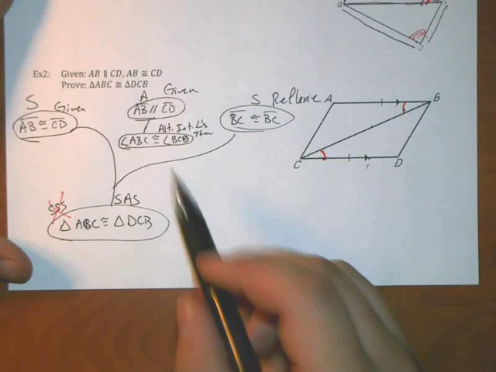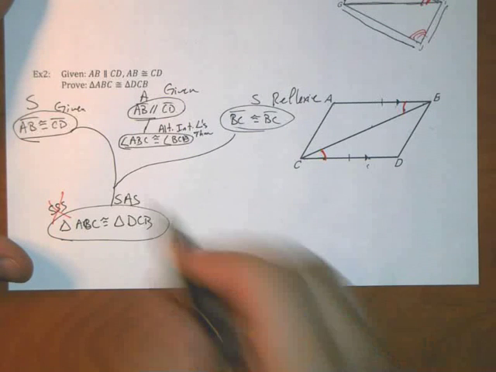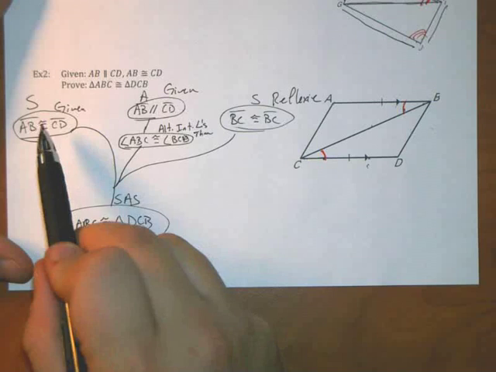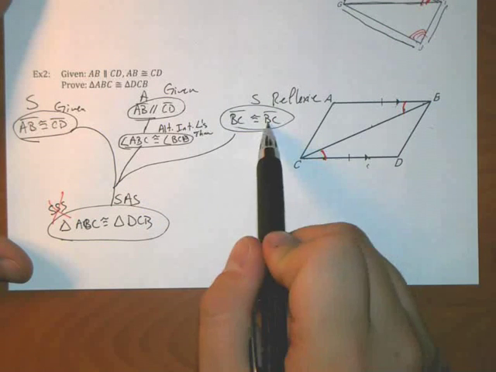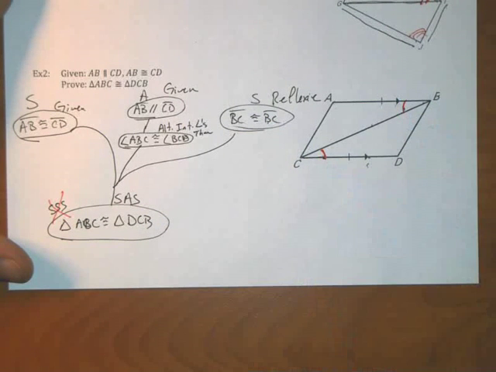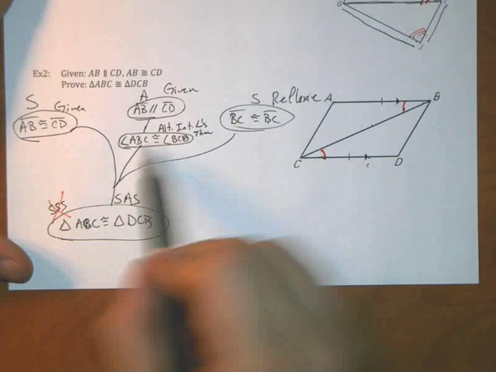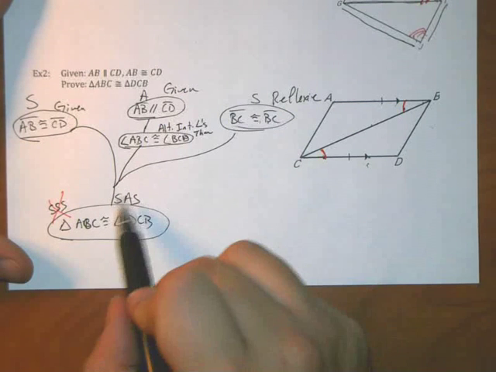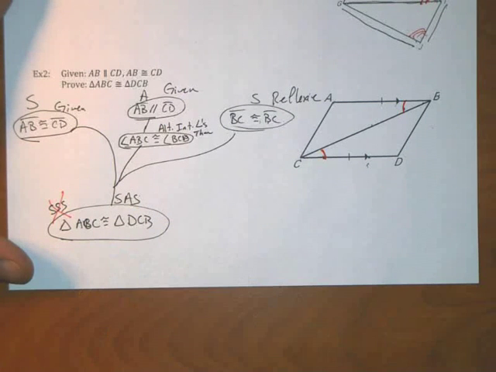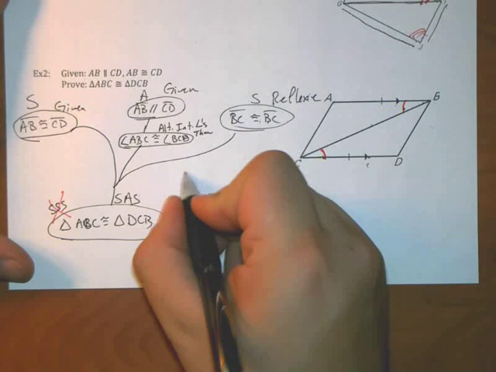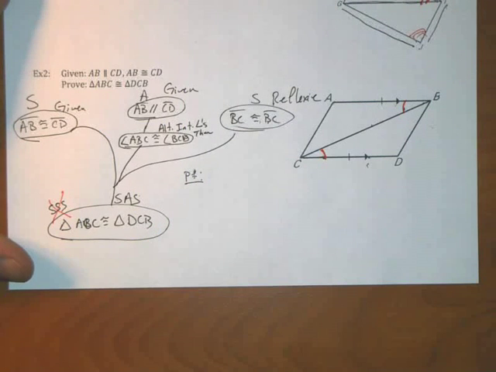Or you could just explain it. If the lines are parallel, then alternate interior angles are congruent. And now I have a side pair, and the angle that's in between them. With these three pieces of information, I can use side, angle, side to conclude the triangles are congruent. Okay? So let's write that out.